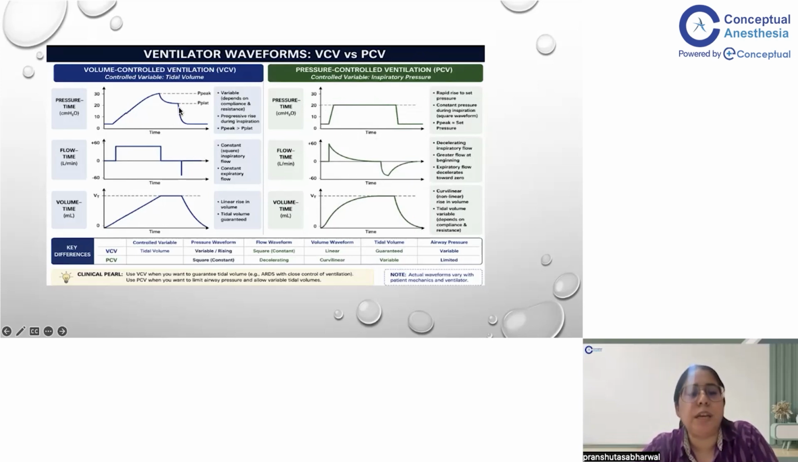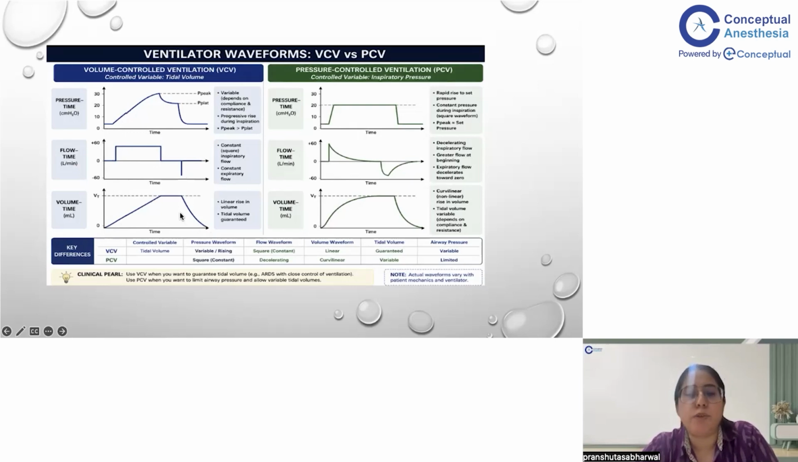Similarly, on the left side of the screen, in volume control ventilation, I already told you we fix a volume, that is, we fix the flow. So that is why your flow time scalar is a constant waveform, as you can see in the second graph. The pressure time will vary. Obviously, if the flow is constant, the volume is also constant, so you can see the last graph on the VCV side shows a constant waveform.